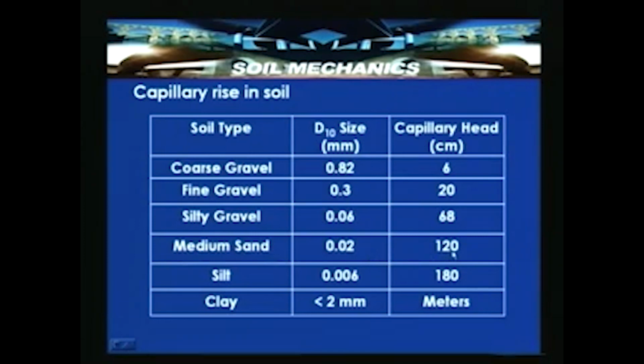Medium sand can have 120 centimeter. Silt can have 180 centimeter, that is around 1.8 meters, and clay, which has a D10 of less than 2 microns, can have a capillary height running to meters. But because of evaporation and all, it cannot be guaranteed that it remains completely saturated, though theoretically it can remain saturated up to certain meters.